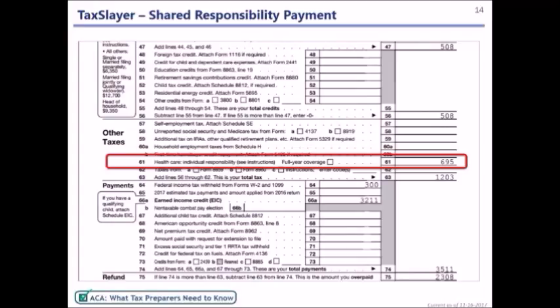My first stop in doing review is looking at line 61, because this is where any penalty would be indicated on the tax return. This is also where you have an indication for full year coverage. That box would be checked, but I always flag line 61 when there's a client who has a slightly more complicated situation.